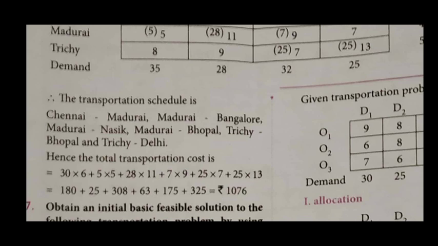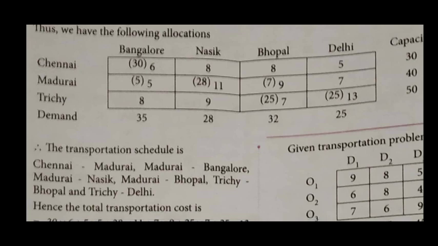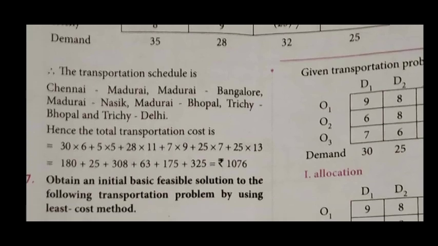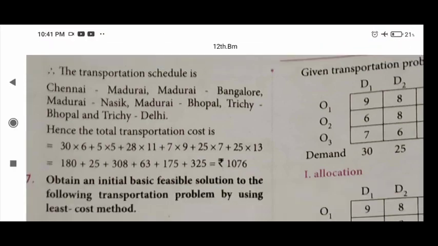And the total transportation cost is 30 into 6, 5 into 5, 25 into 8, 11, 7 into 9, 25 into 7 and 25 into 30. The total becomes 1076. This is the way we are finding the transportation cost by using the northwest corner rule.